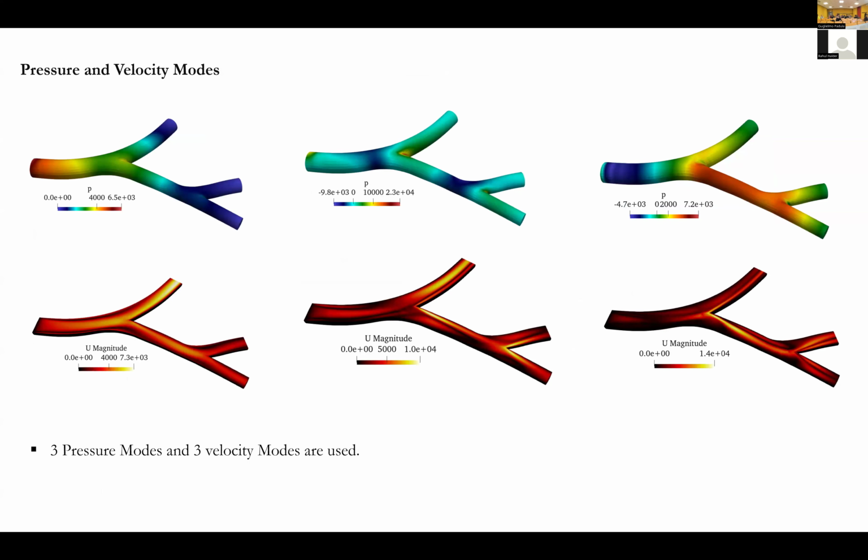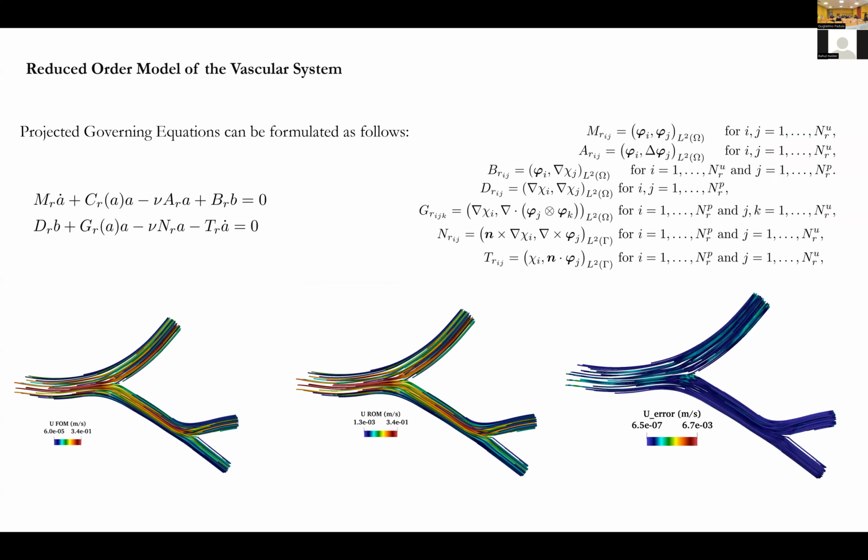So these are the velocity modes, and the pressure modes are considered. Three pressure modes and three velocity modes have been very effective to approximate the flow physics. And then after doing the Galerkin projections, we get this kind of ODE, which we need to solve to get the complete flow physics.